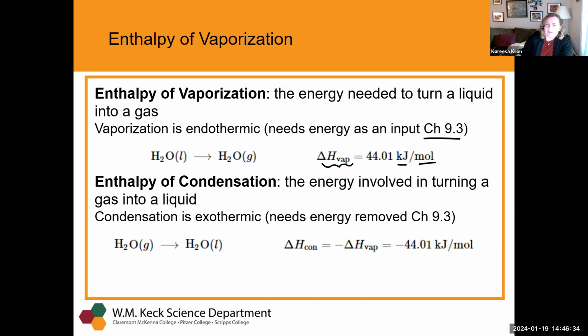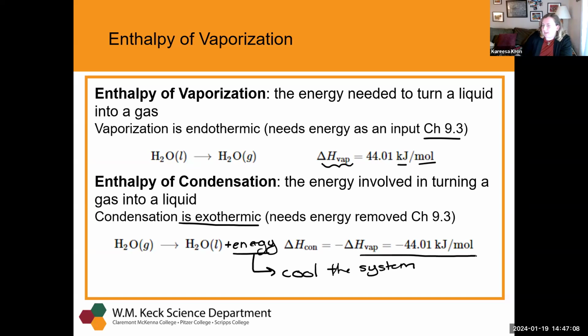And this is exothermic, which might feel strange because when you think about something turning from a gas into a liquid, you would think it's getting colder. That's consistent with this being exothermic, because it means that if you want this process to happen, you're going to need to take energy out of your system. So you need to cool the system and take that energy out to drive this forward. That's why the enthalpy of condensation is negative 44.1, which is the opposite of the enthalpy of vaporization.